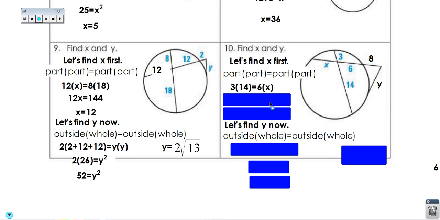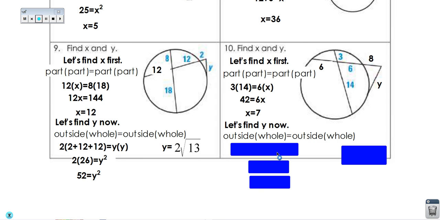Then we're going to solve it. That should be simple solving. 42 equals 6x, x equals 7. Now finding y is going to be the same process from number 9. Outside times whole equals outside times whole. So we're going to put 7 where x used to be.